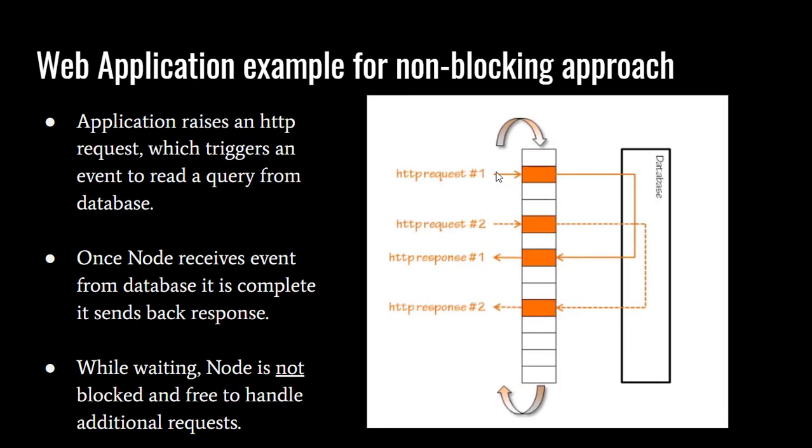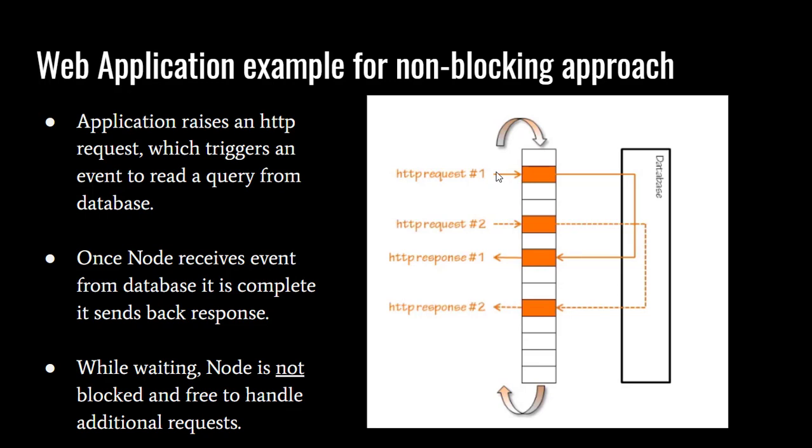So here's an example of a web application for a non-blocking approach. An application raises an HTTP request and it triggers an event to read a query from the database, like I was talking about. That database response may take time, but in the meantime, another request comes in. And maybe there's some other type of long-running query, but again, it doesn't tie up the first request. It allows the server to handle the second, and in parallel or concurrently, it can handle both of those requests. And concurrently, it can also access the database and run whatever transaction it needs to run.